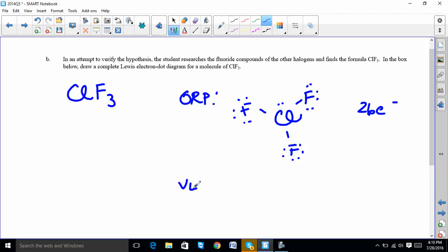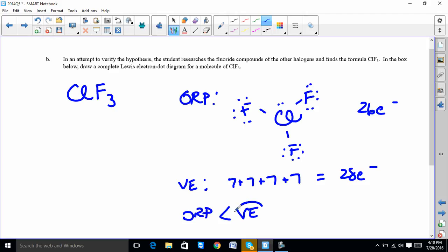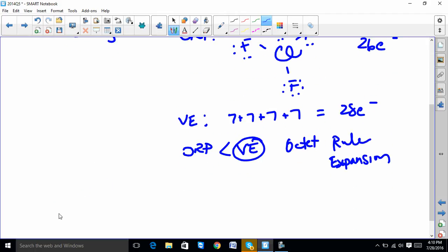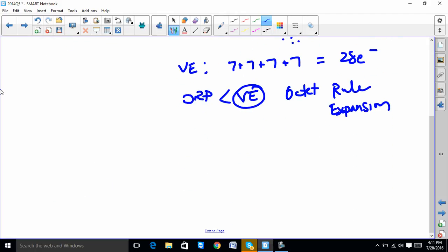But then VE is 7 plus 7 plus 7 plus 7, because these are all in 7A, which is 28 electrons. And remember, when ORP is less than VE, that means you have too many valence electrons. You have an octet rule expansion, not multiple bonding. Multiple bonding is what happens when you have too few. And so your sketch ends up looking like this. I'll redraw it, but I would not waste your time on the AP exam redrawing it.